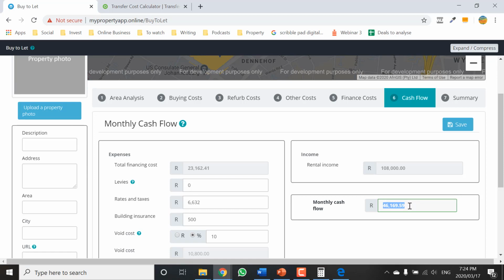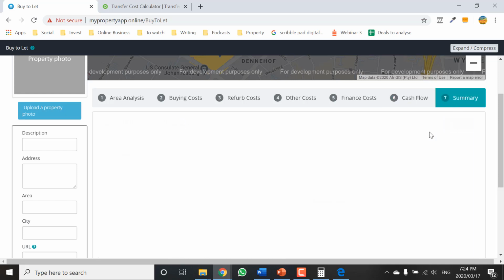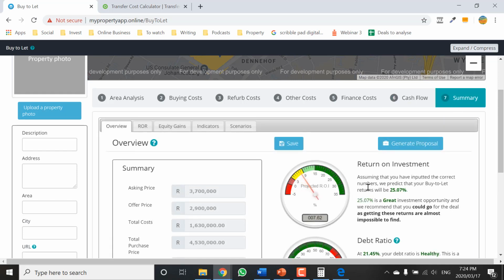You see, you're making 46,000 rand cash flow here. Your return is going to be fantastic. Your return is 25%, that's what we worked out. It's a no-brainer.